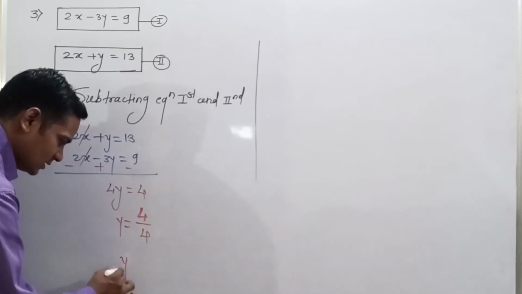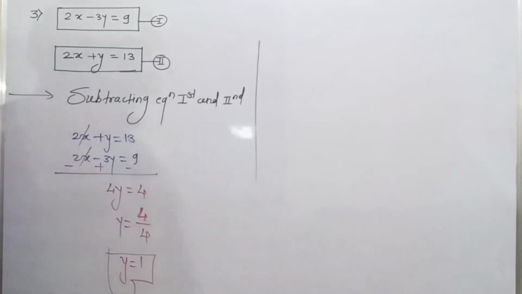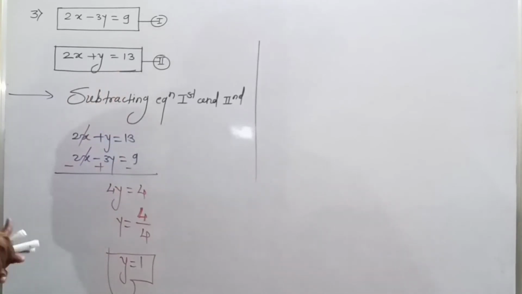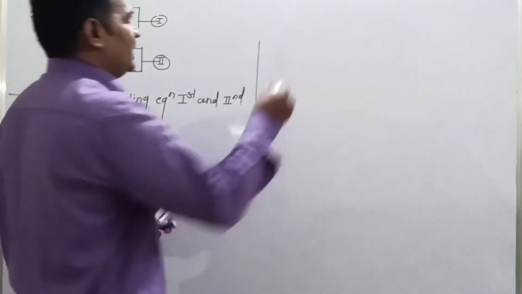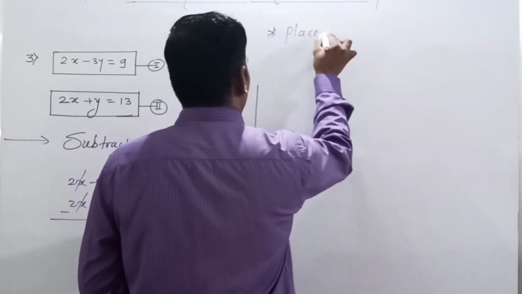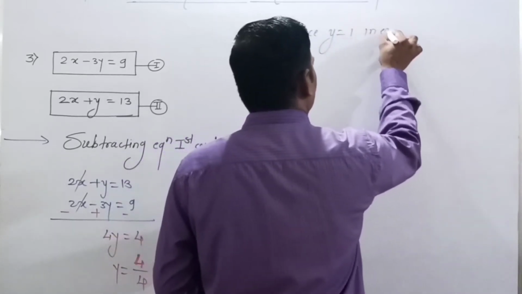So y is equal to 1. Now this is the value of the first variable, that is y. So let's put this value in any equation. So place y is equal to 1 in equation.